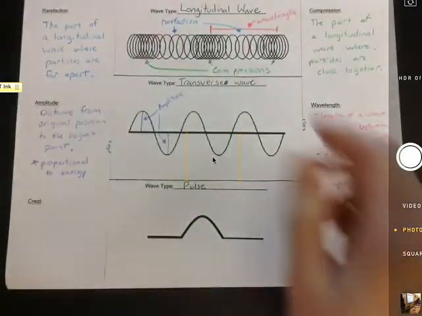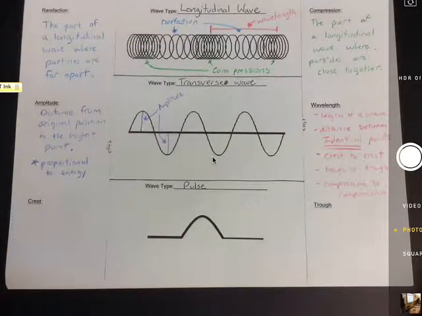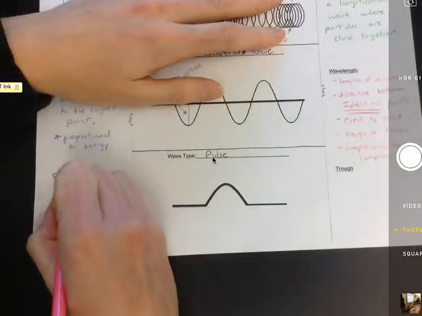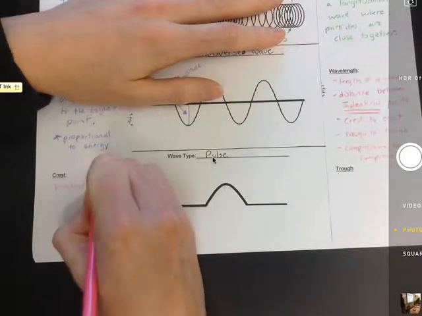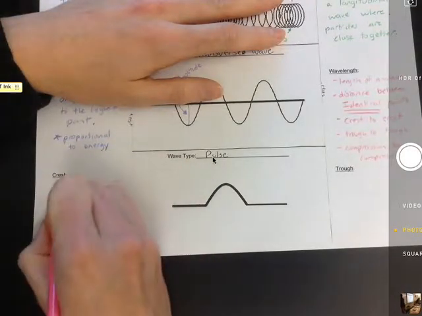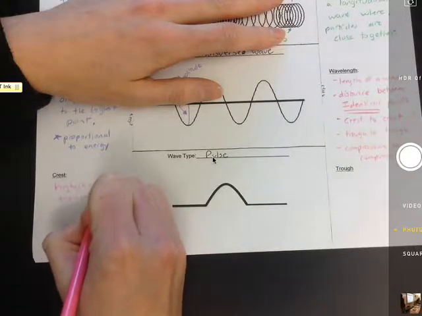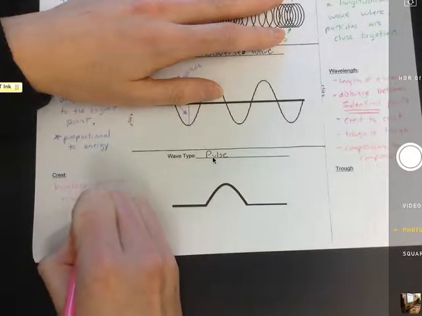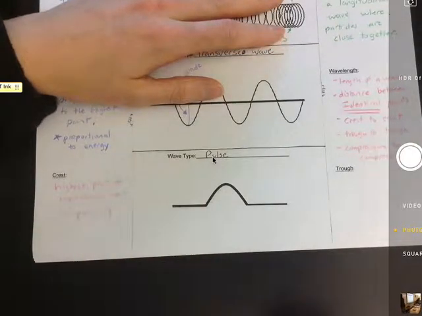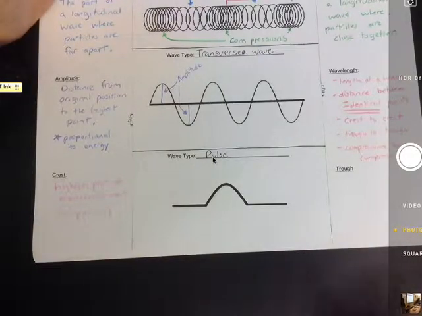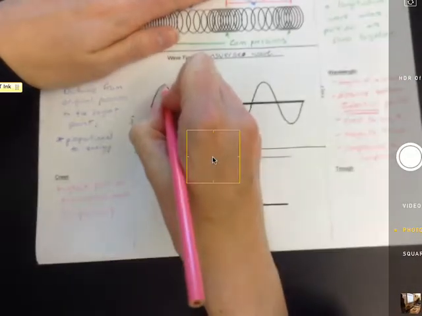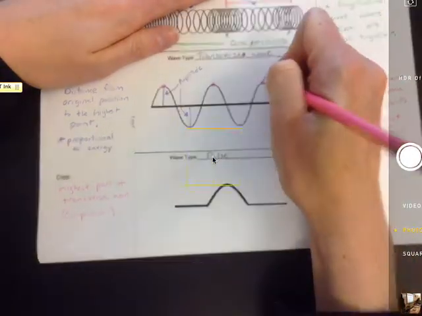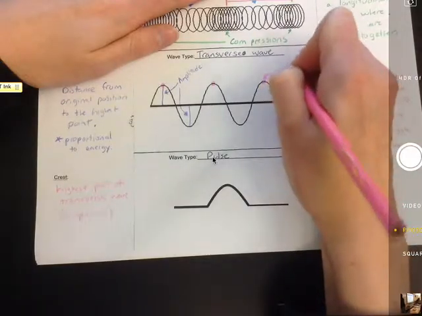So let's talk about a crest. What's a crest? I'll use this lovely pink color here. A crest is the highest part of a transverse wave. It's like the compression on a longitudinal wave. It kind of goes with that, but it's a transverse wave here. So this top point right here, and this top point right here, and this top point right here, those are all crests.